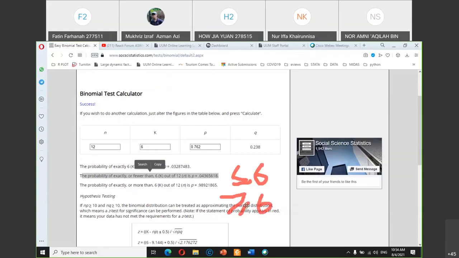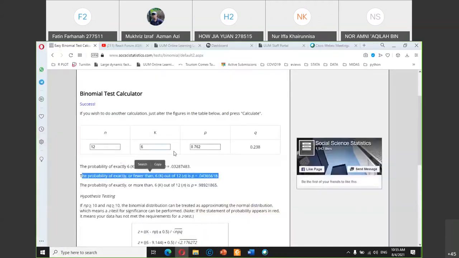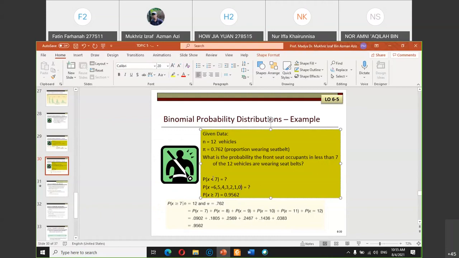Okay, so even though the question states less than 7, you need to view this as, when you want to convert in terms of the equality sign, it will be 6 and below, or less or equal to 6. Then you will be able to key in the calculator here. Because if you put 7, then you will not be able to get the answer here. But if you put 6, then you can refer to the second line, which will be similar to less than 7.